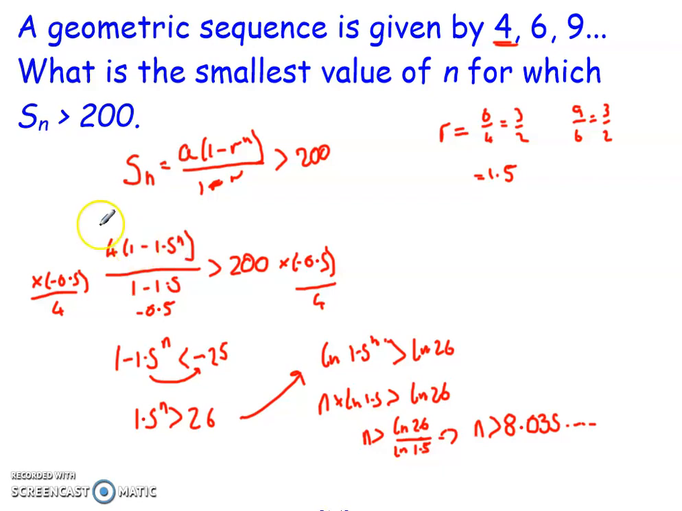If you did S8 and plugged everything into this here, you would find that the value for that is less than 200. So we'd have to go to the next term, so from that, we'd then be able to say that n equals 9. So it's the 9th term which then gives our sum exceeding 200. We have to have that in order for it to be that way.